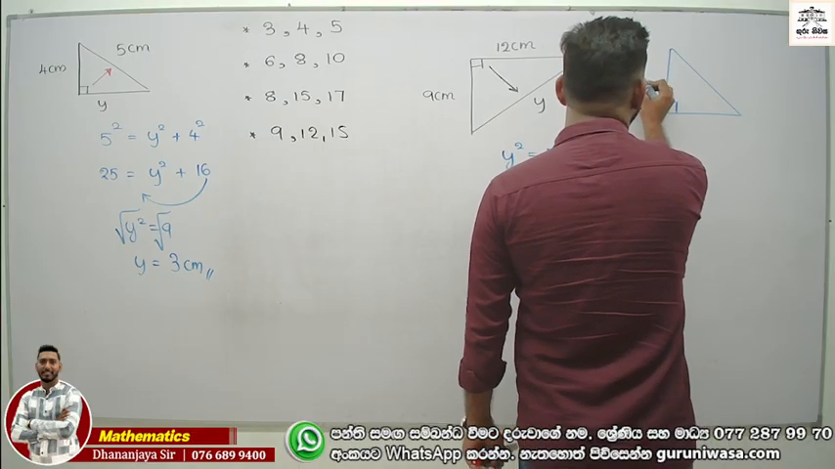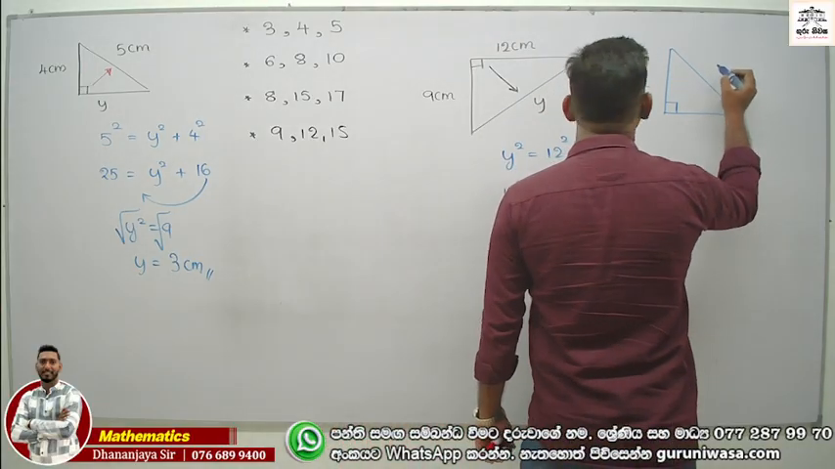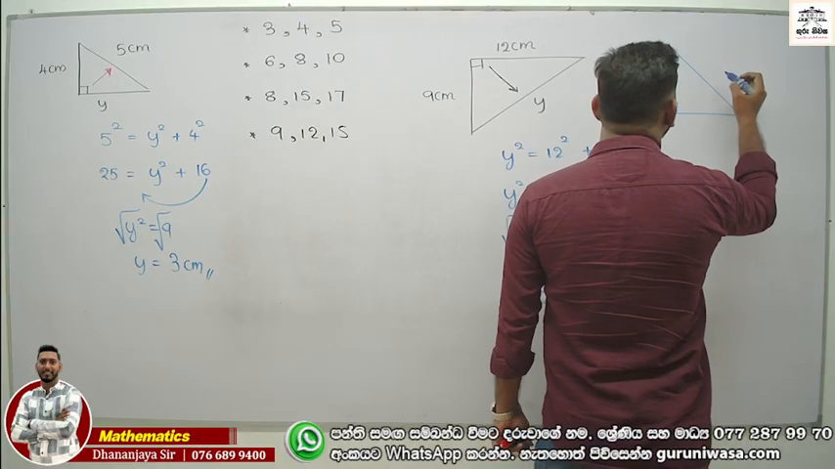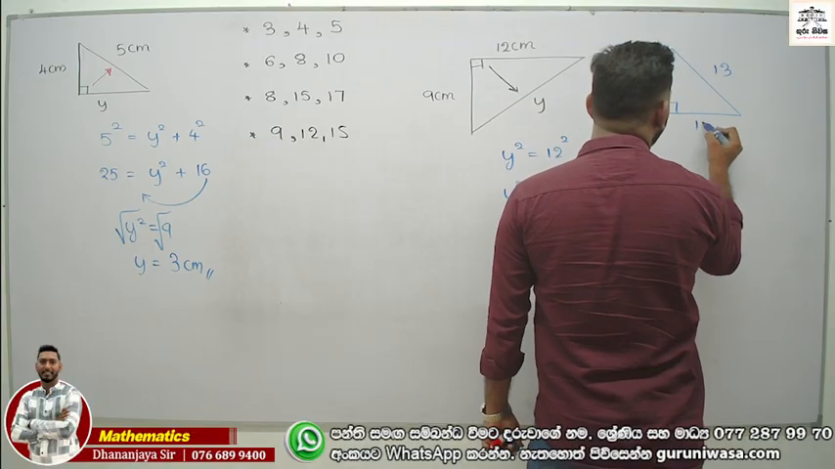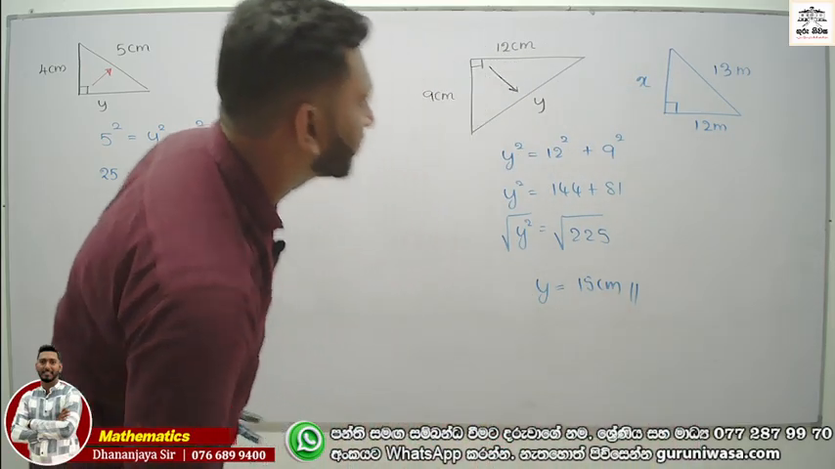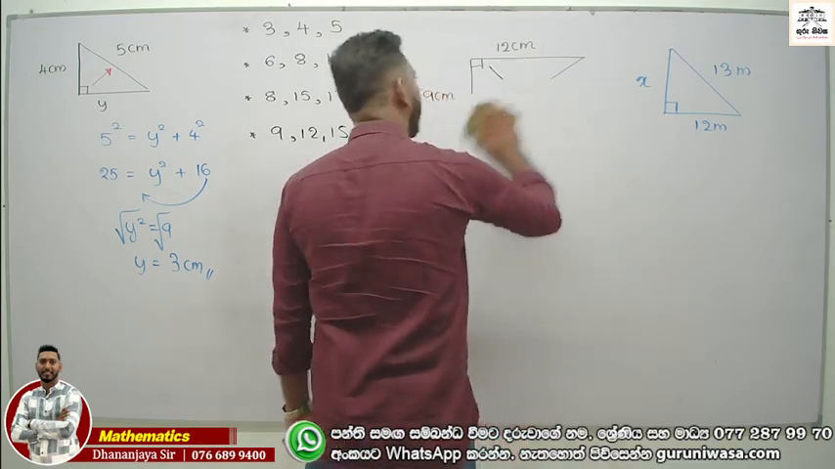Right. Now find the answer for here. This one is x. This one is 13 and this one is 12. Okay. Now find the answer for x. That's easy. Make it lazy.